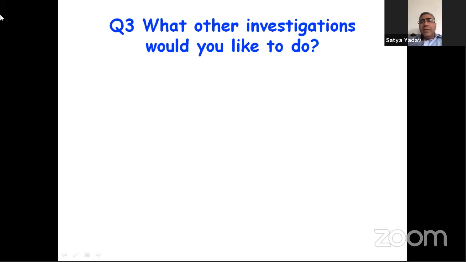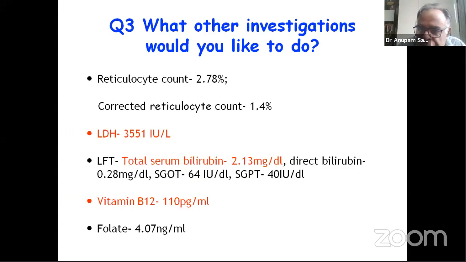And an LFT. I would also order a serum ferritin to look at the iron status, and maybe serum iron if required. These are some other basic investigations I will do, and then possibly a bone marrow would be required, which would 100% confirm that this is a megaloblastic or nutritional anemia, not a malignancy or anything else. Thank you.